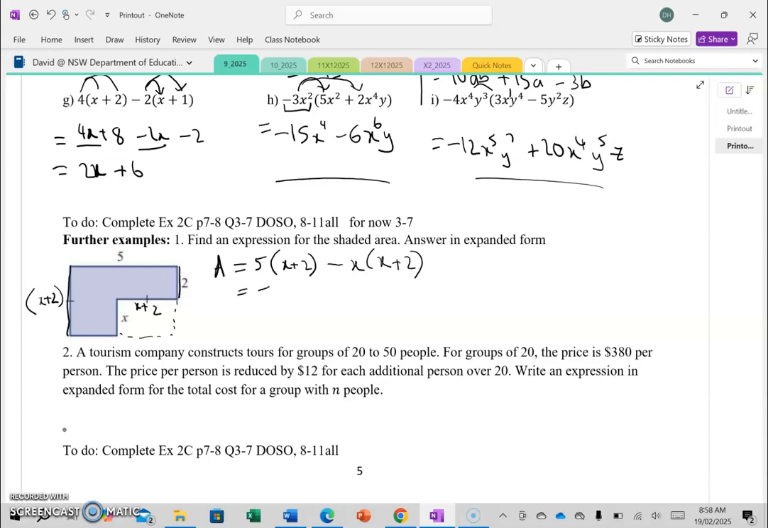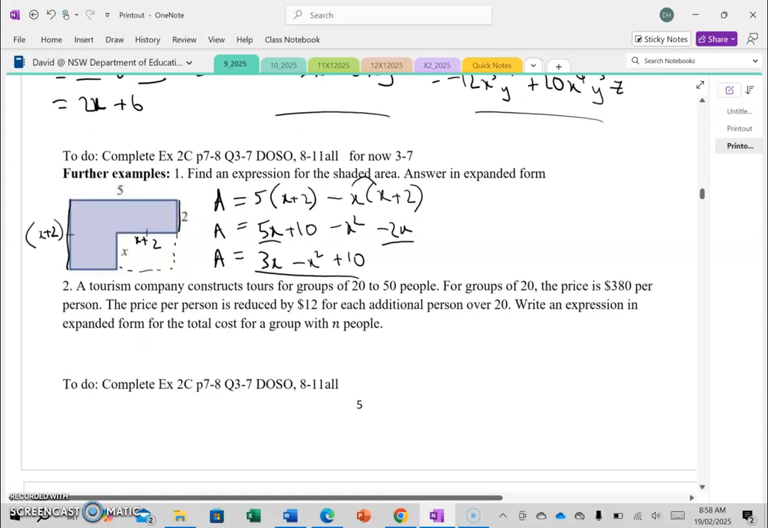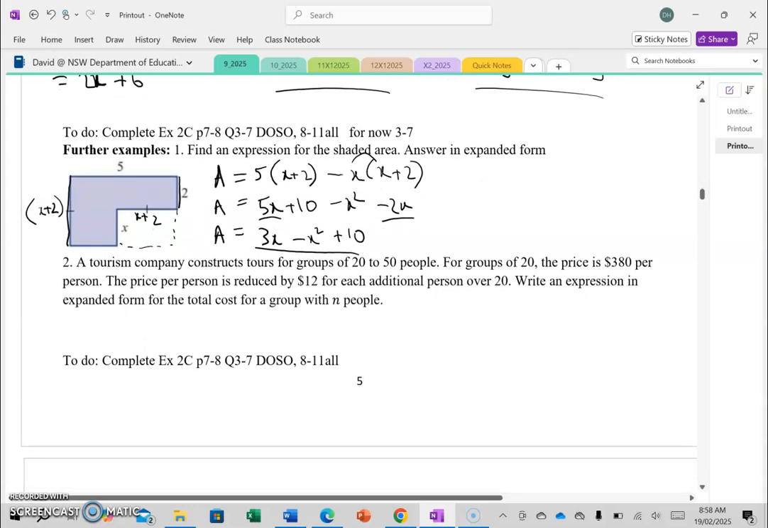Alright, now it says expanded form, so let's expand that. 5x plus 10, and expanding this, minus x squared minus 2x. Collect like terms. Okay, 5x's take away 2x's is 3x's. The minus x squared stays separate and the plus 10 stays separate. The order of those three terms doesn't matter, but you need a negative in front of the x squared there. Last question.